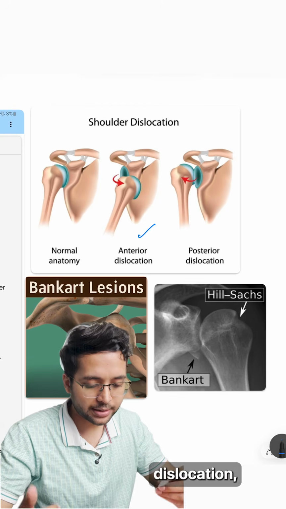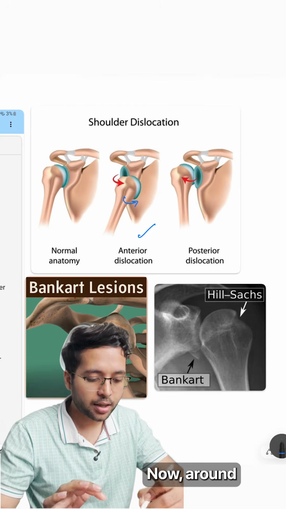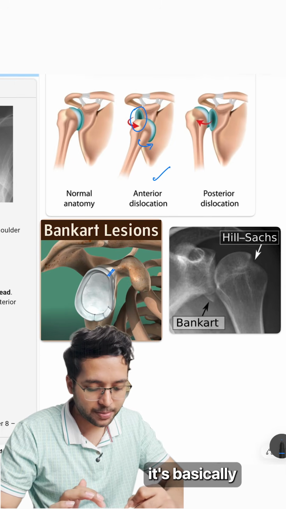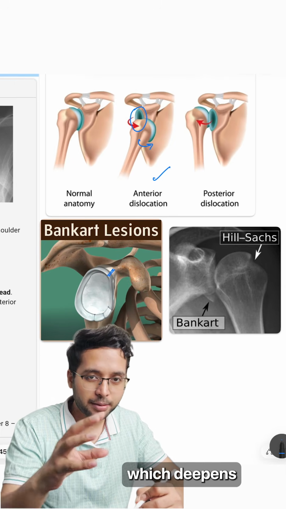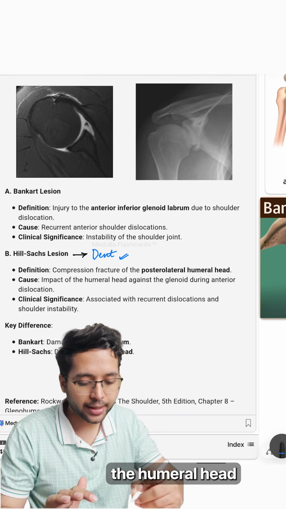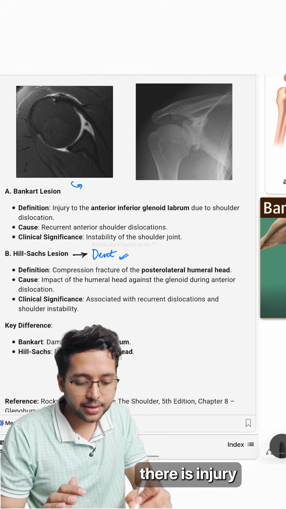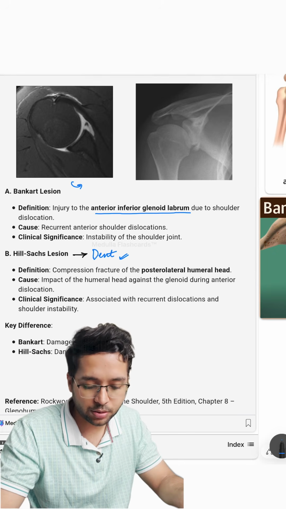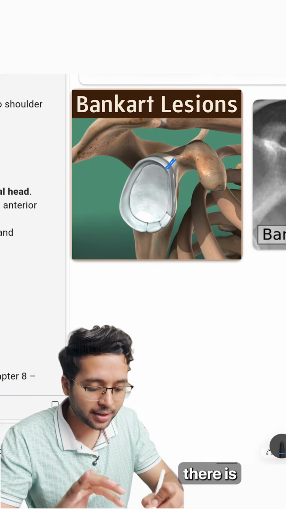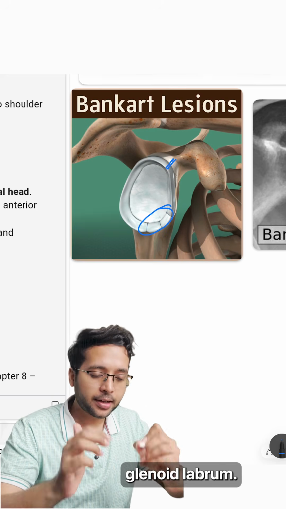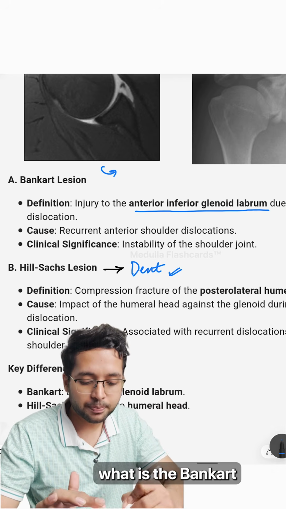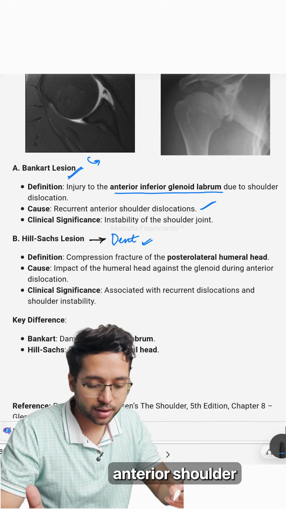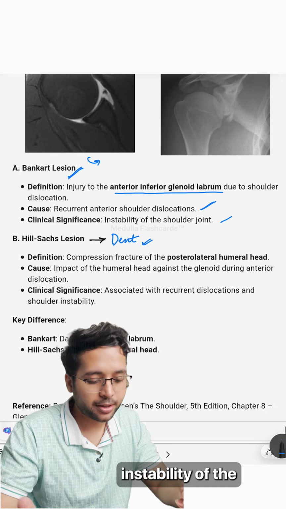So in anterior shoulder dislocation, the humeral head comes forward. Now around the glenoid, there is something called the glenoid labrum. As you can see here, it's basically a soft tissue covering which deepens the glenoid. Now when the humeral head comes forward, there is injury to the anterior inferior glenoid labrum, okay, because of the anterior shoulder dislocation. And because of it, there is a tear in the anterior inferior glenoid labrum. Now this is the Bankart lesion, okay. The effect of this is that it causes recurrent anterior shoulder dislocation and instability of the shoulder joint.